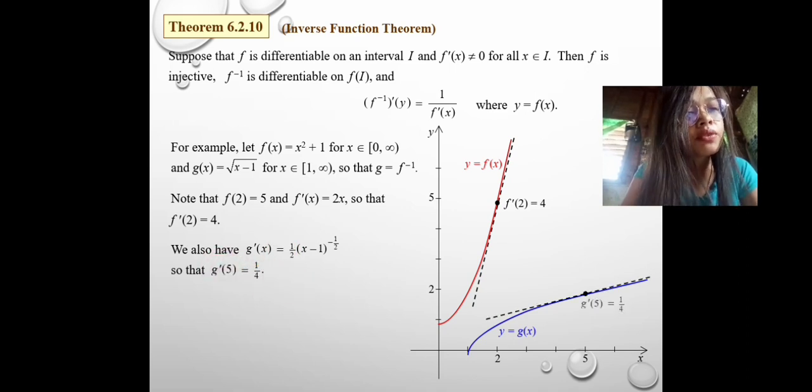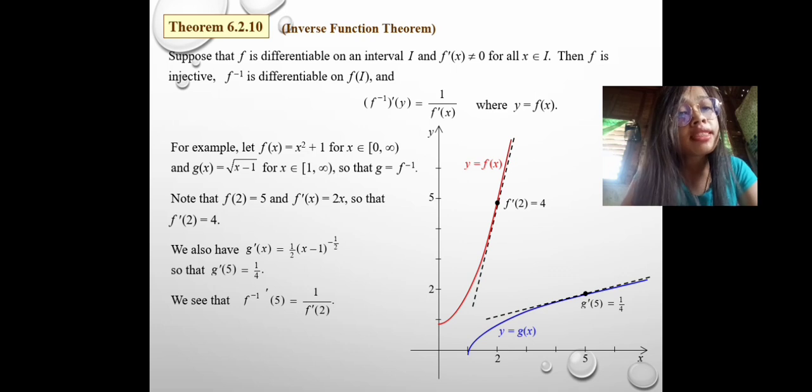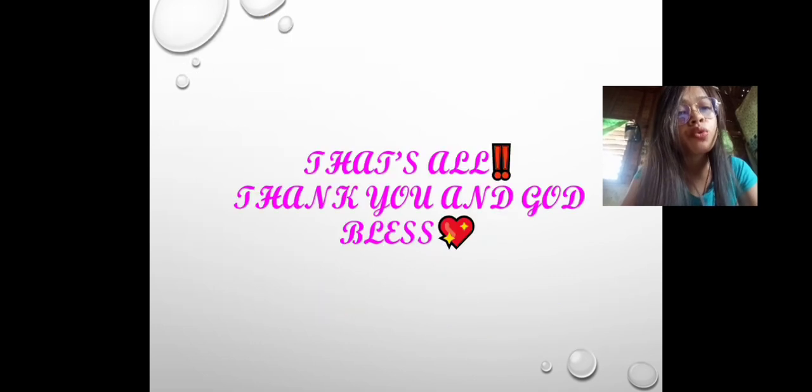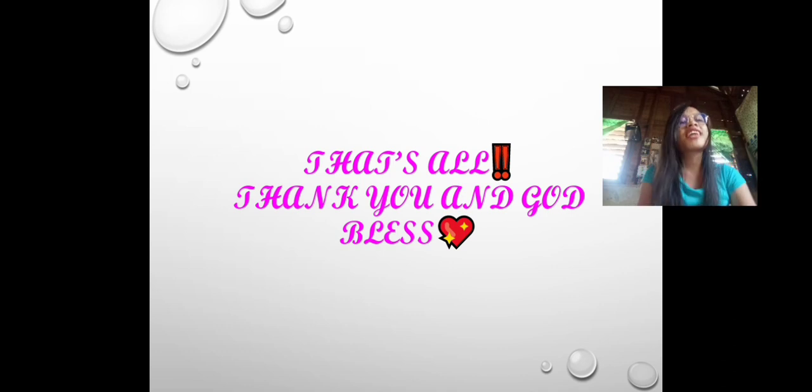This one, g'(5) is equal to 1/4. We see that (f inverse)'(5) is 1 over f'(2). And that's all.